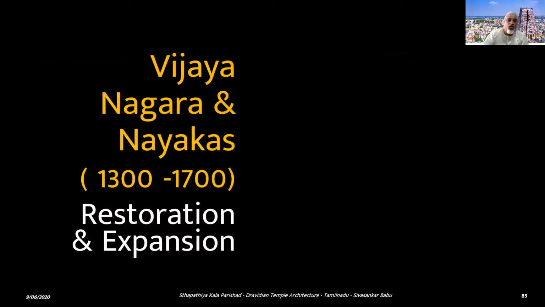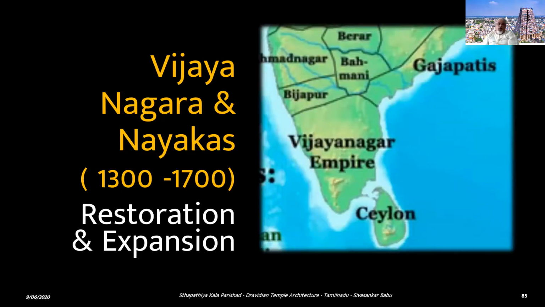Coming to the next dynasty, the Vijayanagara kings, who liberated and then brought Tamil Nadu under control during the initial period from Harihara and Bukka. And then later on, their representatives, the Nayakas, continued to rule even after the fall of Vijayanagara. During Vijayanagara, it was again a united Hindu empire. The entire major lower part of South India was ruled by them.